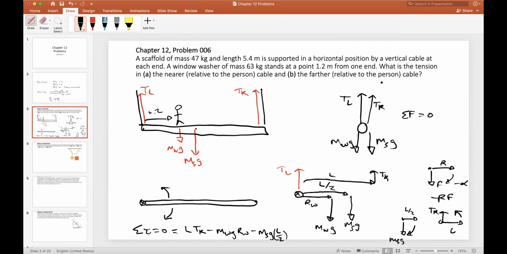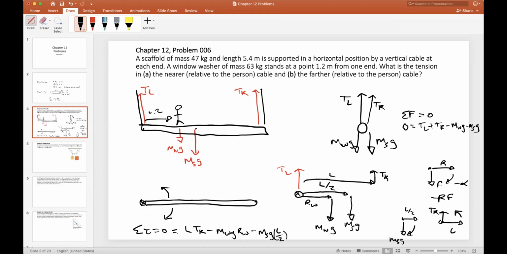You can use the sum of the forces, and we see from here that 0 is equal to TL plus TR minus MWG minus M scaffold G. From there, this problem is completely solved. The only issue that you may have doing this in Wiley Plus is that it wants it from the other side. So it wants to know how far away the guy is, I think, from the other side. Maybe I'm wrong on that, but if that's what it asked for, oh no, sorry. It wants the tension that's nearest to the person and tensions furthest away. I was thinking of a different problem.